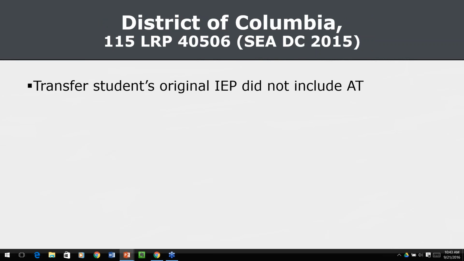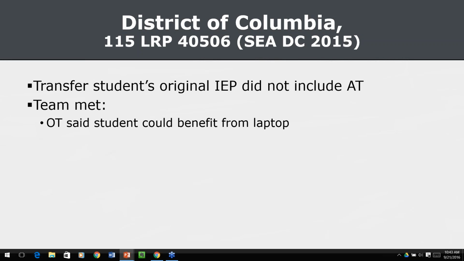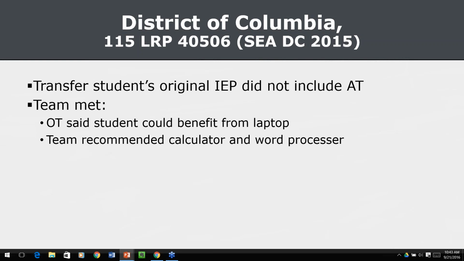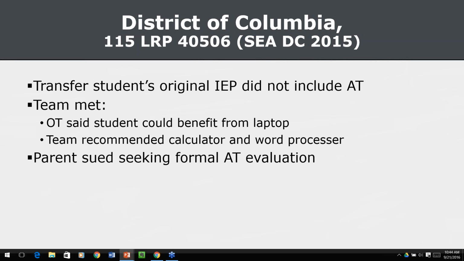This District of Columbia case is from 2015, and this is one of those cases where the kid transfers in and their IEP isn't what you want it to be as the district that's receiving the student with the IEP. So the kiddo's original IEP didn't include anything about assistive technology. When the team met to set up the IEP for the District of Columbia school that the kid was moving into, the occupational therapist said that this student didn't like writing, physically writing was difficult for the kid, and OT said the kid could benefit from a laptop, but not that he needed it to receive educational benefit. The team said instead we're going to have the kid use a calculator and then a simple word processor, which was a cheaper technology than a full-blown laptop, and the parents weren't happy.